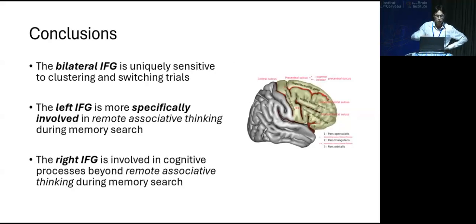So concluding, bilateral IFG is relevant for clustering and switching and memory search in general. Particularly the left IFG seems to be more specifically involved in remote associative thinking and how those cognitive processes might support clustering and switching. The right IFG, in contrast, is certainly involved in remote associative thinking, but is involved in also cognitive processes beyond that.